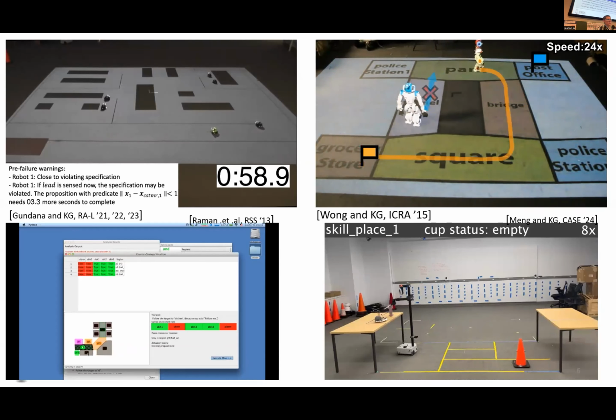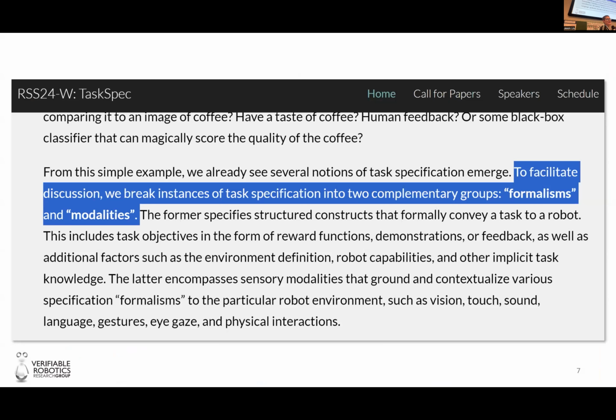All right, so really, I need to show you cool robot videos because we have cool robot videos. So I'm going to show cool robot videos, but really what I want to talk about are temporal logics and what I can do with them.